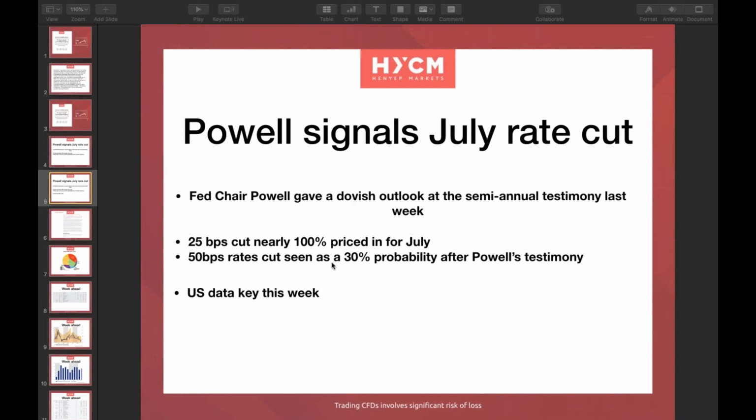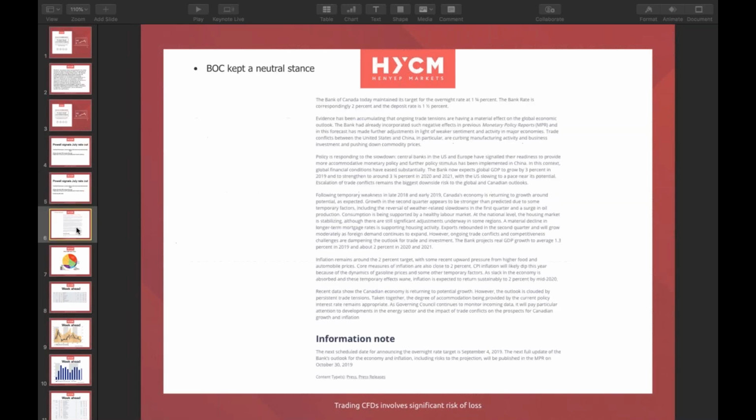You know, is Powell's dovish outlook confirmed, and is the case growing for a 50 basis point rate cut in July? That's the big picture. Once you've got that big picture there, you can start to see potential opportunities for shorting the US dollar this week. So that's what I'm looking for. I'm looking for opportunities to short the US dollar this week on negative data points for the US. That's the US picture.